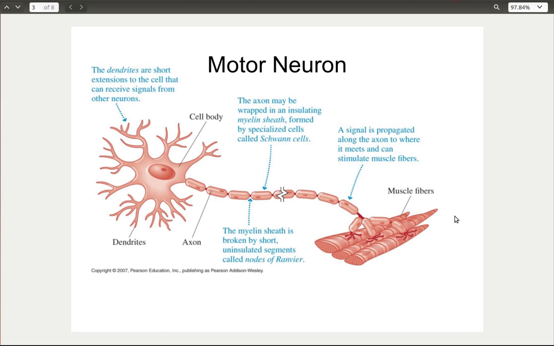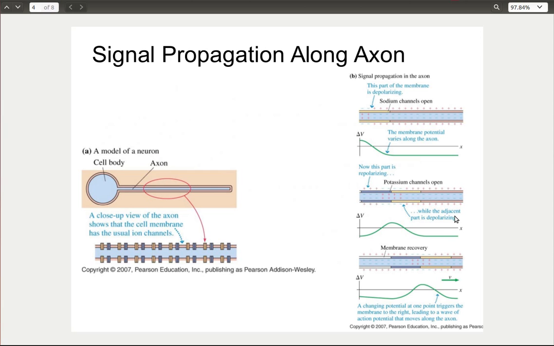Those are the nodes of Ranvier. Ooh, my French isn't very good. Okay, so a very, very simple model of that is shown on the left here, where the cell body is represented as a circle, and then the long cylindrical axon is represented as a long cylinder.